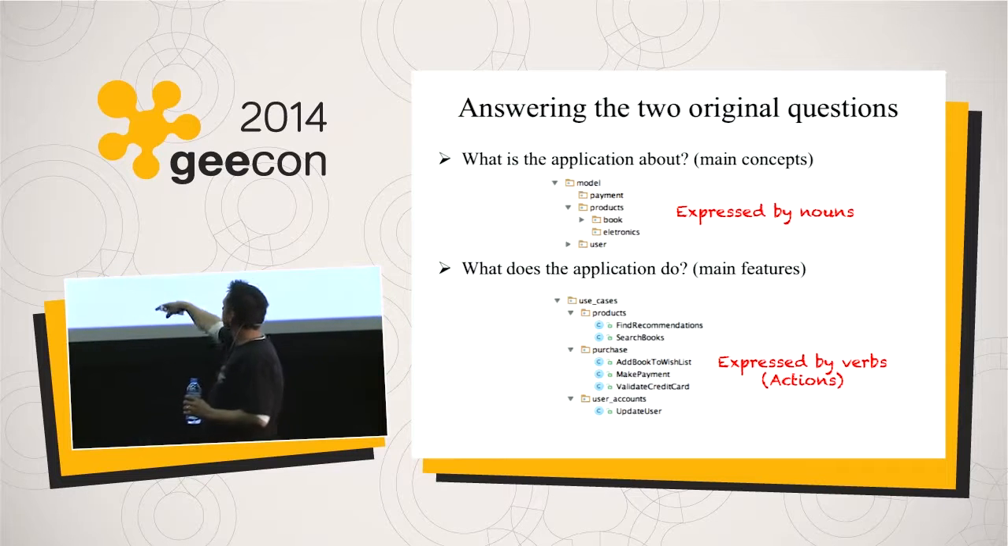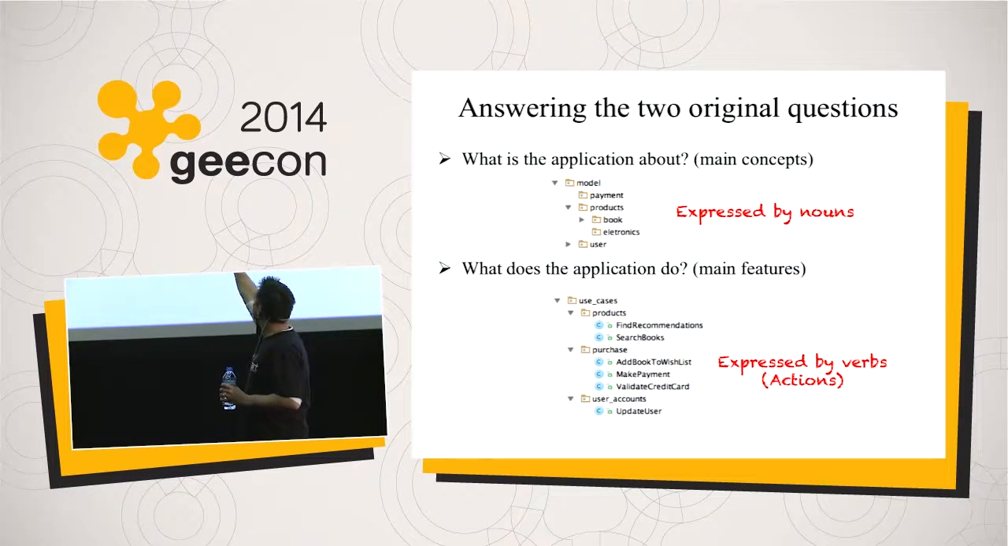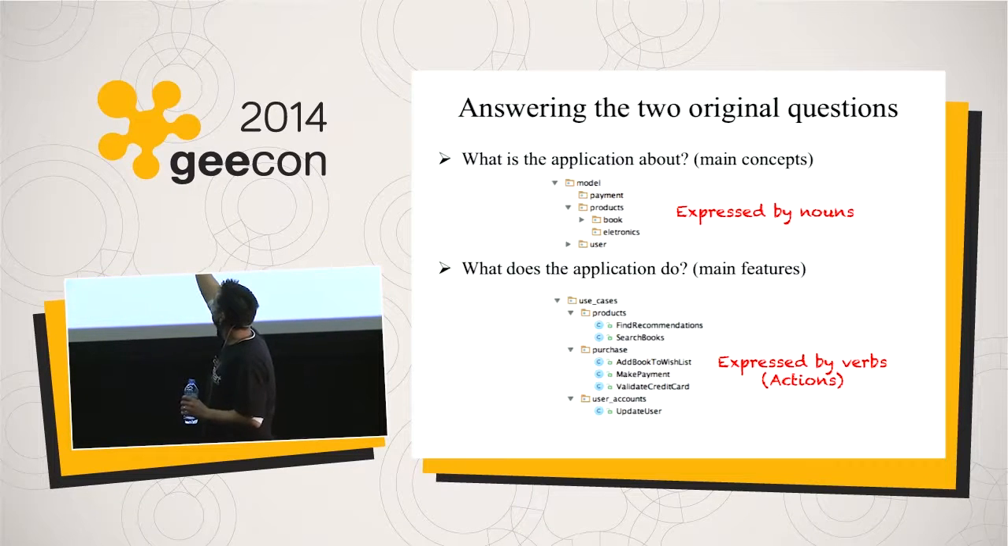It started very small with maybe book products. All of a sudden I added a second type of product like electronics, and then the concept of products got bigger. And then here on the use cases, you see that you have purchase, user accounts, products. They're not even on the same level. User accounts is a very different level from purchase.